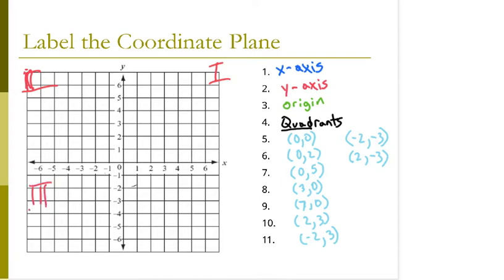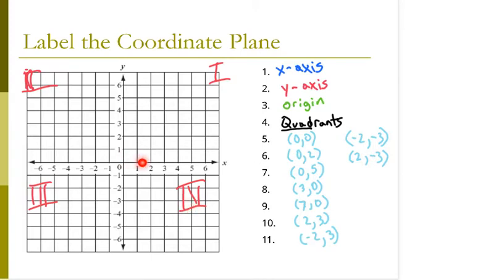In quadrant 1, all of the values are positive. Both the x is positive and the y is positive. In quadrant 2, the x is negative and the y is positive. In quadrant 3, the x is negative and the y is also negative. And finally, in quadrant 4, the x is positive and the y is negative.